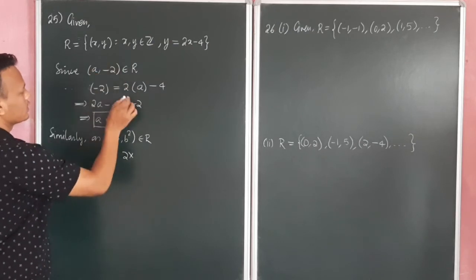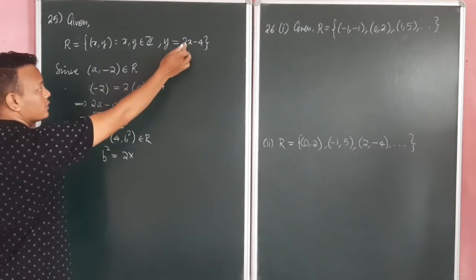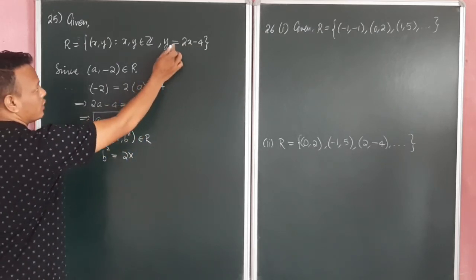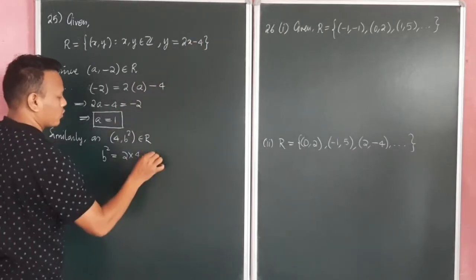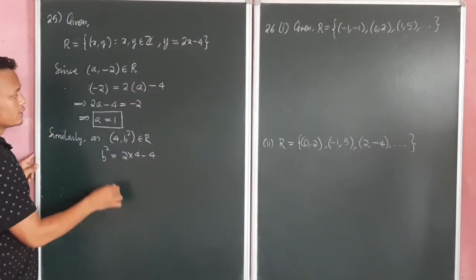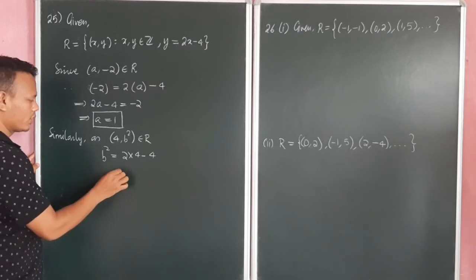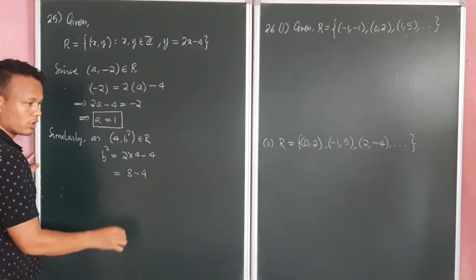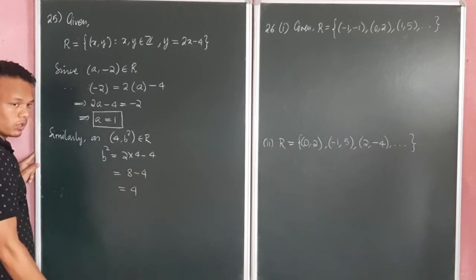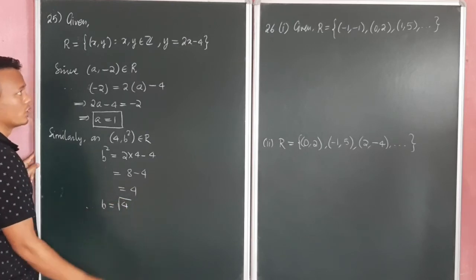A is 4, isn't it? y equals 2x, x is 4, minus 4. All right, okay, so from here we need to calculate the value of b square. So we have 2 into 4 is 8, minus 4, right? So this is 4. So therefore b will be equal to the square root of 4, isn't it?